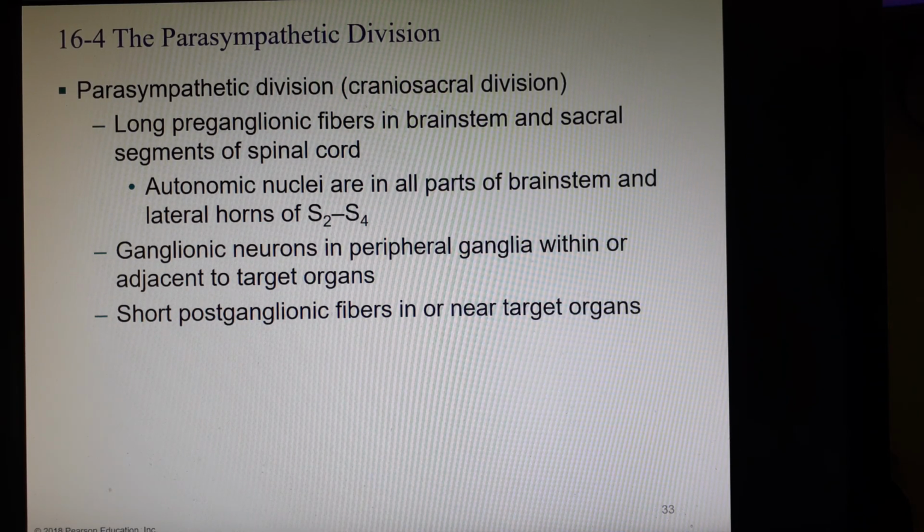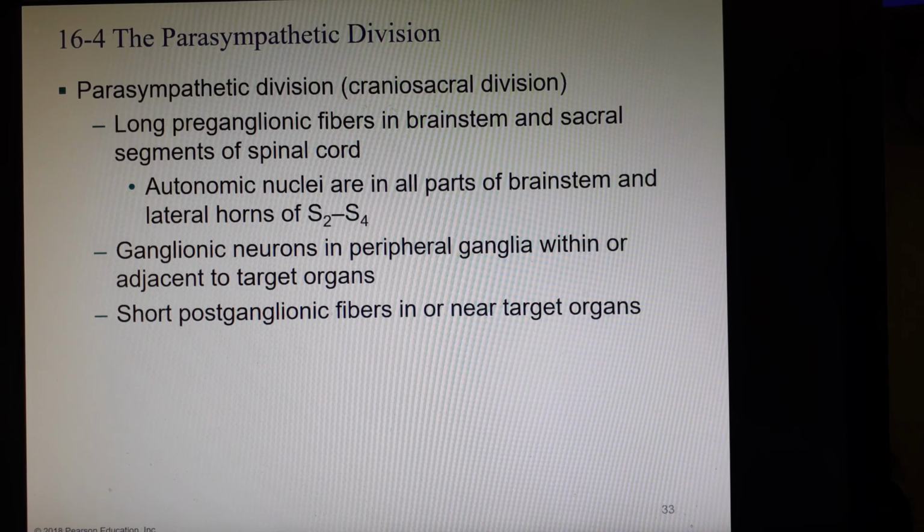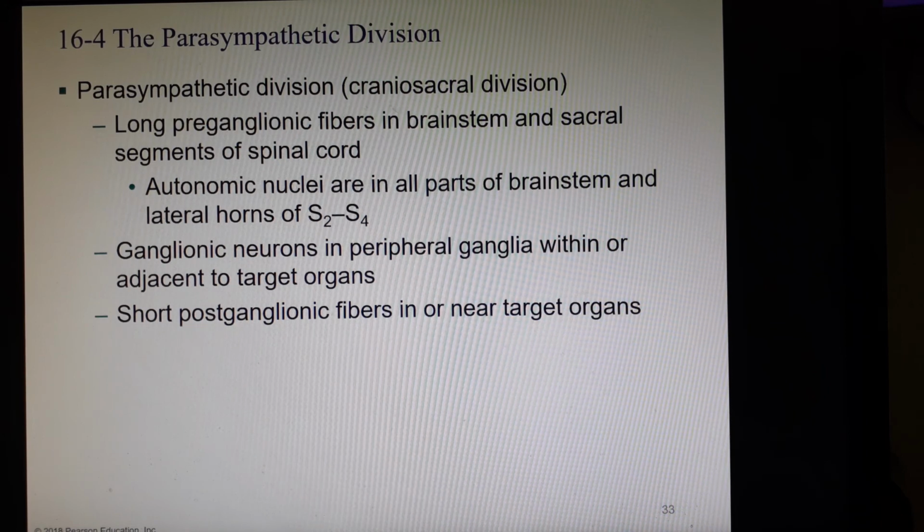All right, so we're still in chapter 16 and we discussed the sympathetic division in the first video. And now we're going to go into a little bit more detail about the parasympathetic division. Now the parasympathetic division is also called craniosacral because it is located up in the brainstem and at the bottom of the sacrum. Autonomic nuclei are in all parts of the brainstem and in the lateral horns of sacral 2 to sacral 4 regions. And we're going to have our ganglionic neurons.